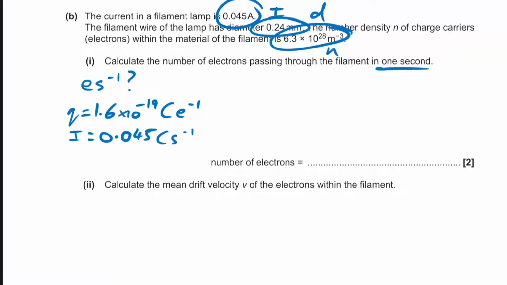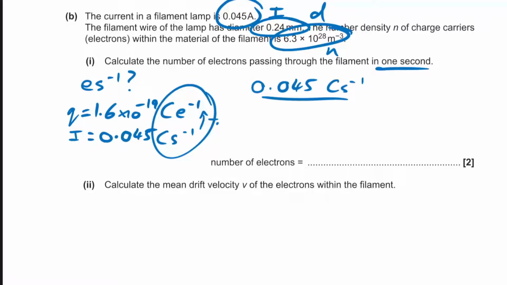So there we go. You might be tempted to jump straight into drift velocity, but that's for the next question, isn't it? So therefore, how are we going to combine these two units to get electrons seconds to the minus 1? Well, of course, it's going to be this way around. We're going to have to do 0.045 coulombs per second, because we need seconds to the minus 1, divided by 1.6 times 10 to the minus 19 coulombs per electron. That means that the electrons end up on top, so we have electrons per second.